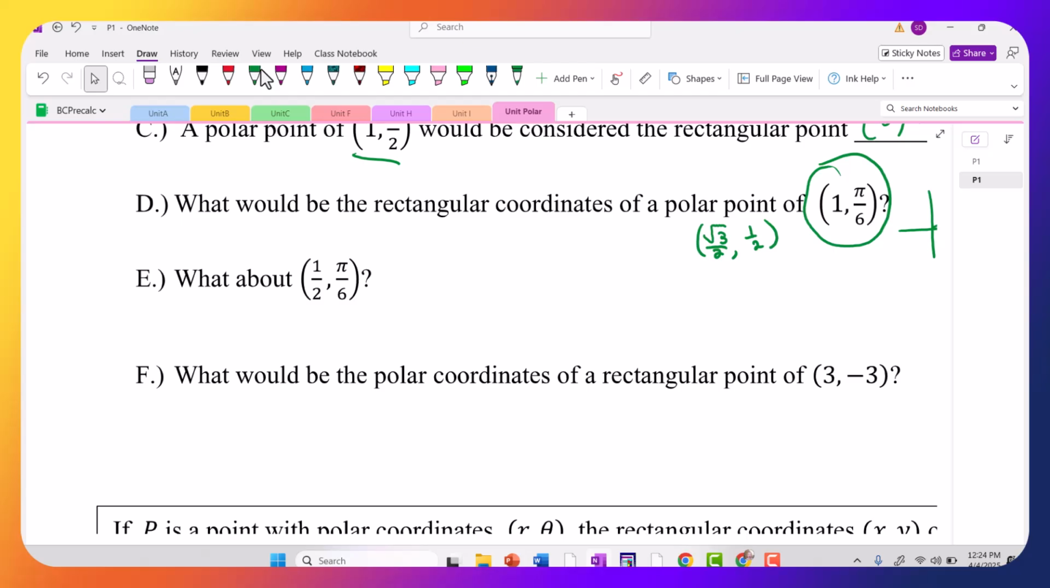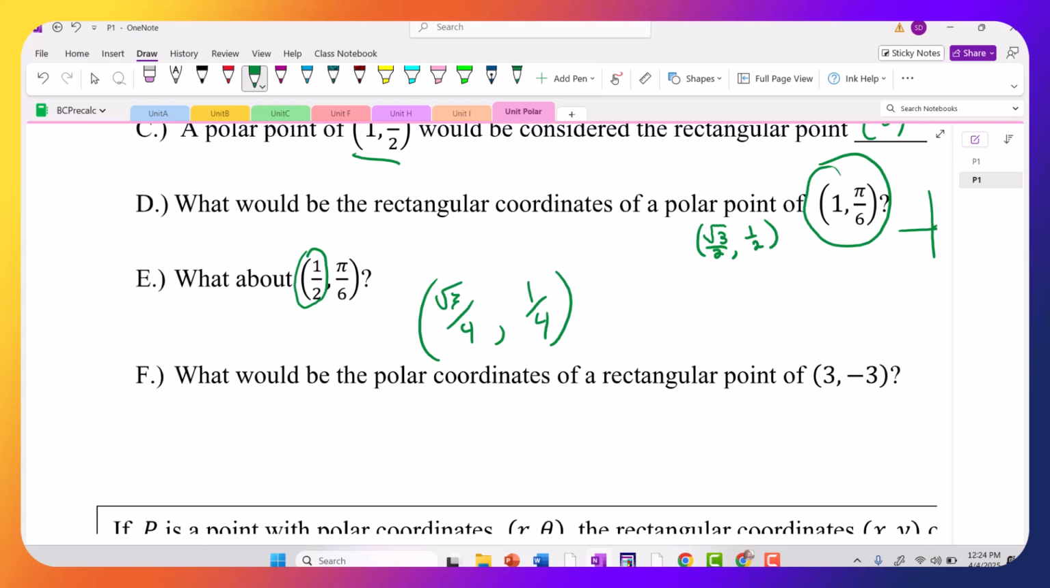Forget it. It's over. And then what does this mean? This is only half as far. So what that would be is wrong. Half as far, those coordinates would be, so I'd take half of those coordinates. All right. And that's what those coordinates would be.